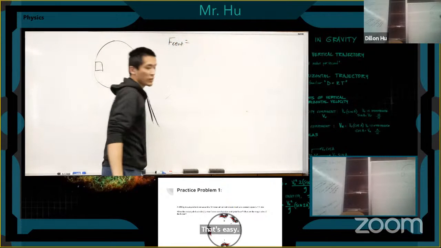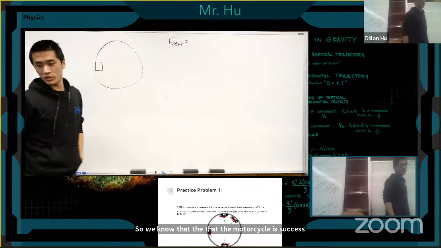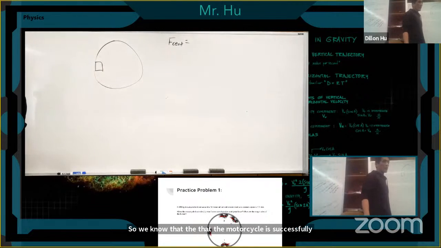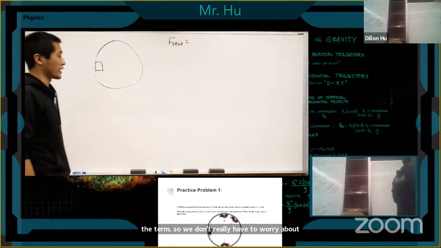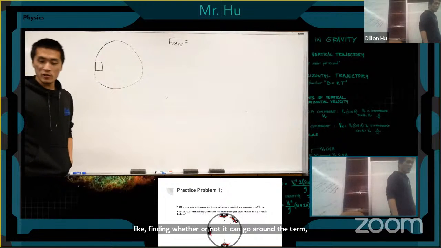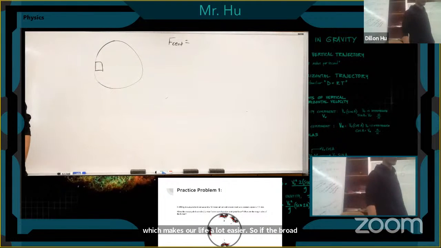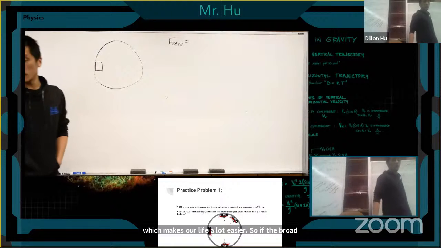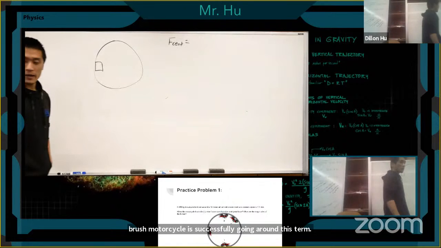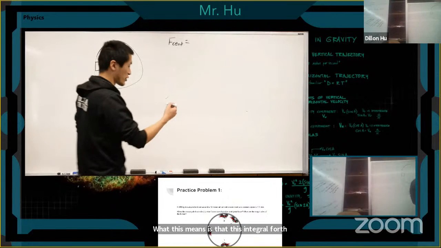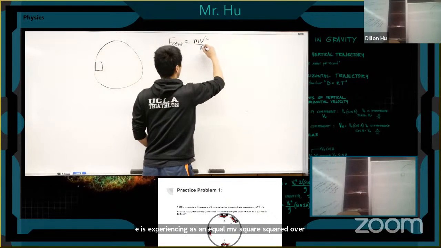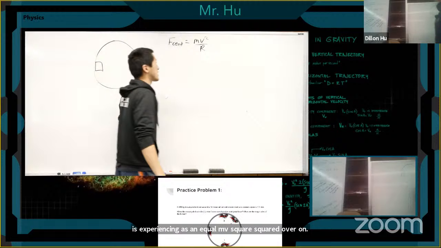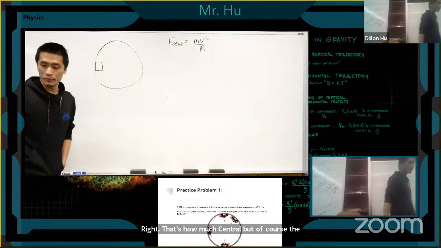So we know that the motorcycle is successfully going around the turn. So we don't really have to worry about finding whether or not it can go around the turn, which makes our life a lot easier. If the motorcycle is successfully going around this turn, what this means is that the centripetal force the motorcycle is experiencing has to equal mv squared over r. So that's how much centripetal force the motorcycle needs to go around the circle.